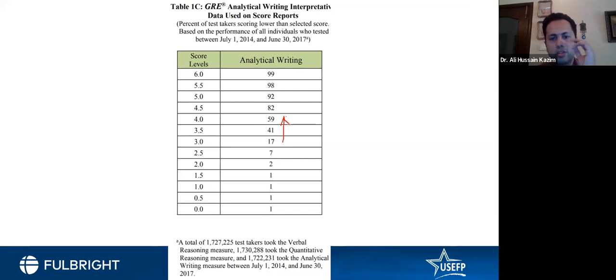I know it's less important in many cases, but it's good to have a good score in all sections, or be above average in all sections.